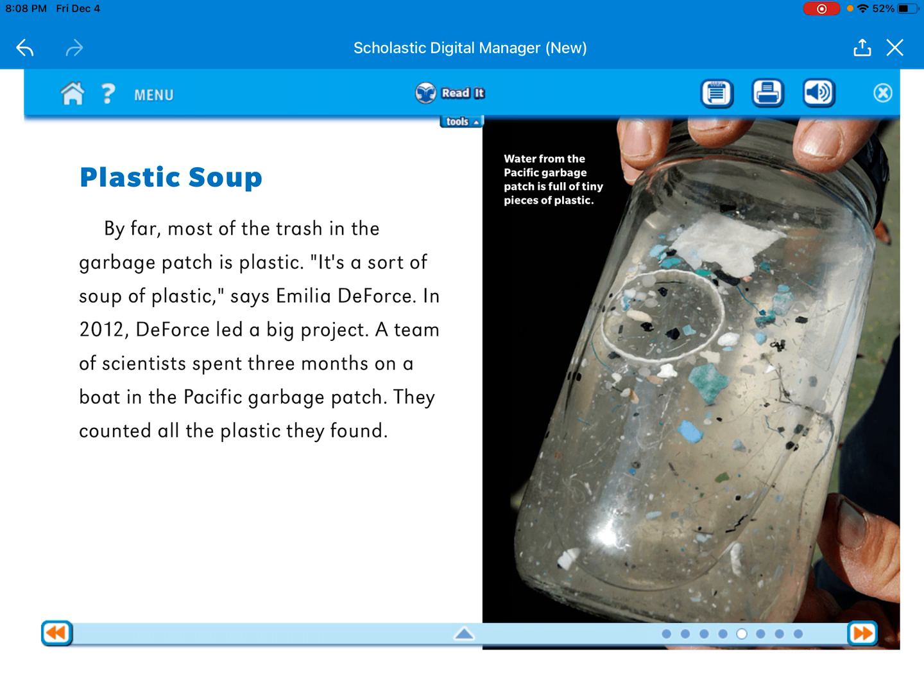Oh, here's a new heading, plastic soup. That means that down below I should read about plastic soup. But what's interesting is over on this photograph, I now have a caption. They wrote the caption inside the photograph this time. Usually we see them below, but this time it's inside. It says, water from the Pacific garbage patch is full of tiny pieces of plastic. So now I know that in that picture, it's showing me water from the Pacific garbage patch and that all of those floating colors are pieces of plastic.